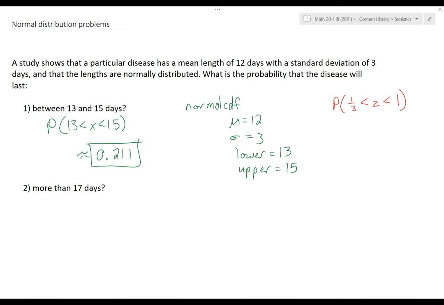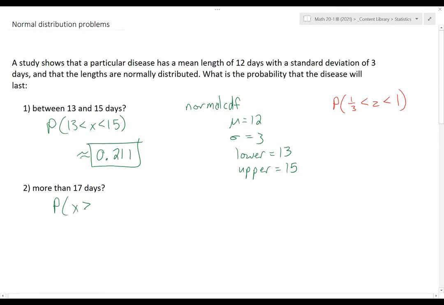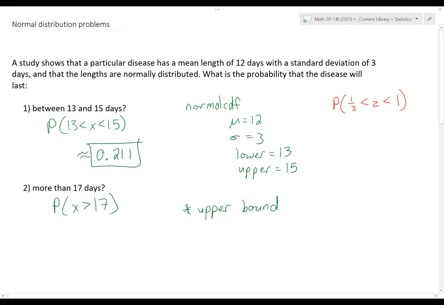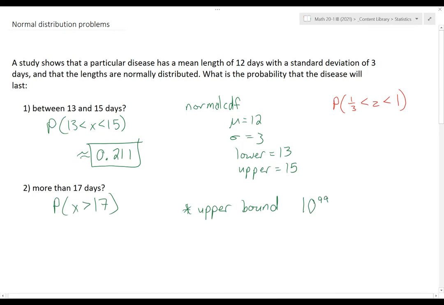Well, for that, so we want the probability that x is greater than 17. For that, we're going to use an upper bound that is basically beyond where we would expect anything to ever be found. So I usually go at least 5 standard deviations away from the mean. So you could say, for example, 5 standard deviations would be 15 days. So 12 plus 15 would be 27. Just for safety, you could call it 30. Or you could call it 1,000. Or you could just do 10 to the power of 99 and just make absolutely certain.